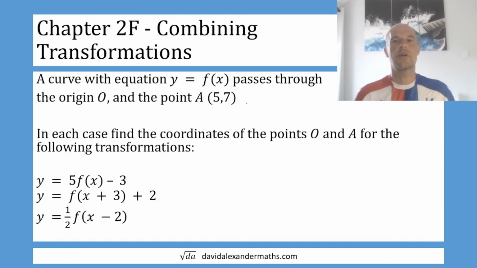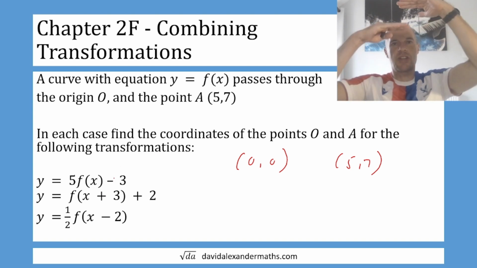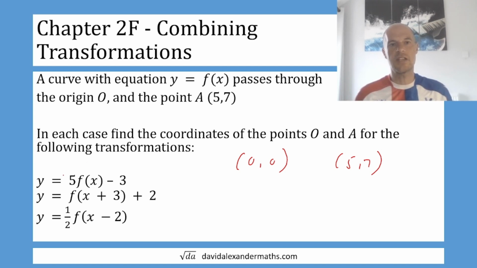Okay, so in this example here, we know that the curve with equation y equals f of x passes through the origin, so it's going through 0, 0, and it's going through point A, which is 5, 7. How will these points be relocated if instead of y equals f of x, the transformation is y equals 5 f of x minus 3? In this first example, the 5 is going to be a vertical stretch, and the minus 3 is going to be shifting the whole graph down by 3. So both of these transformations are going to be affecting the y coordinates.